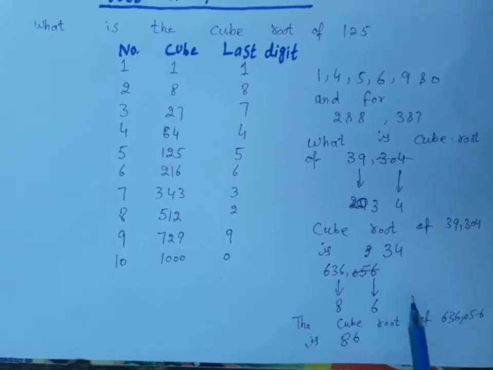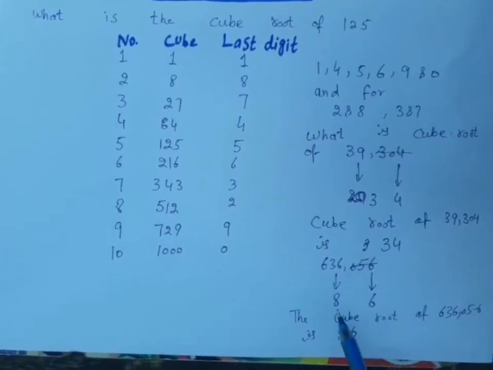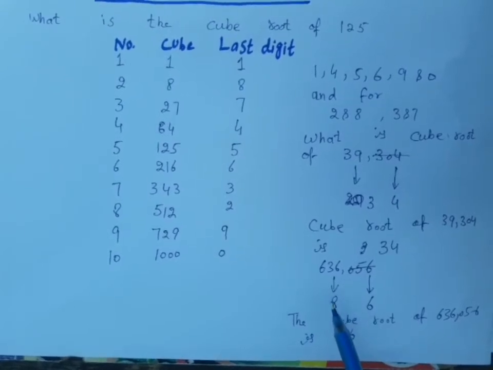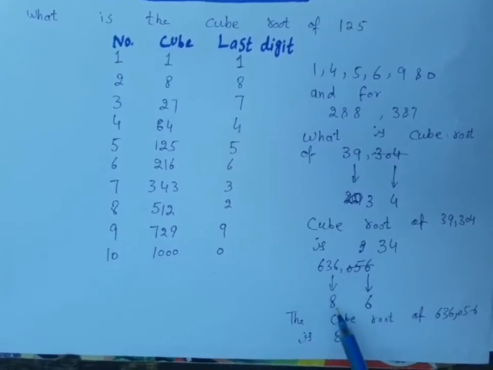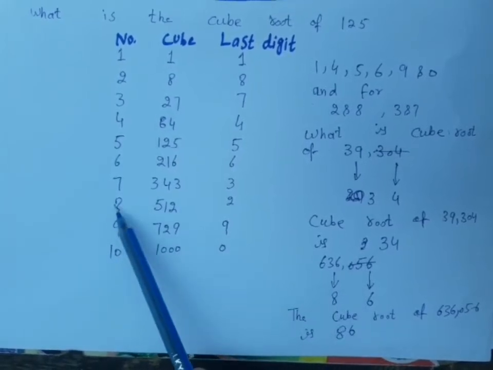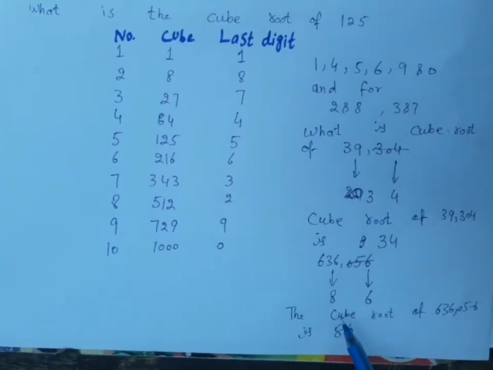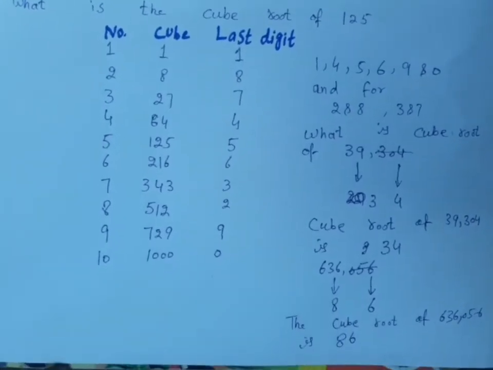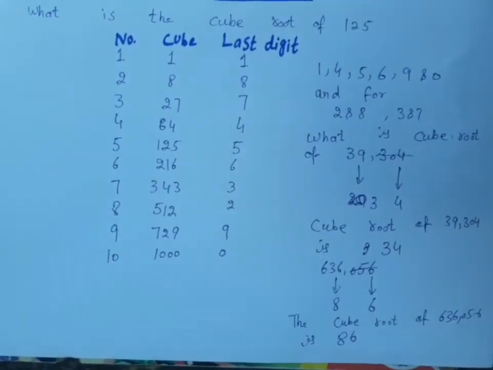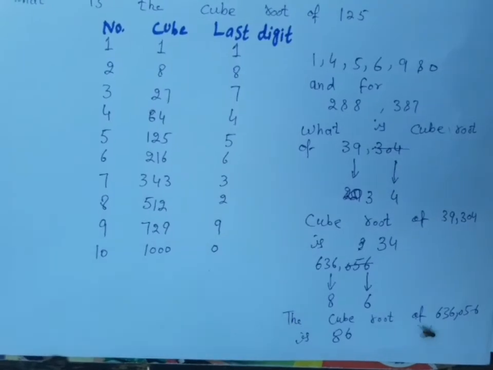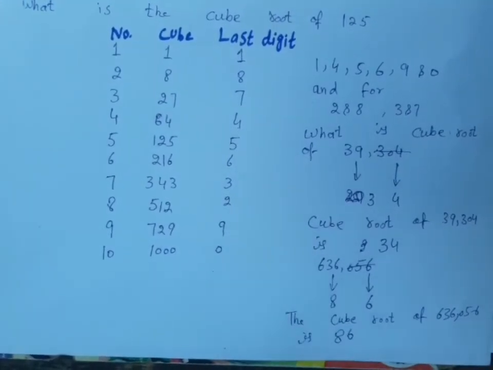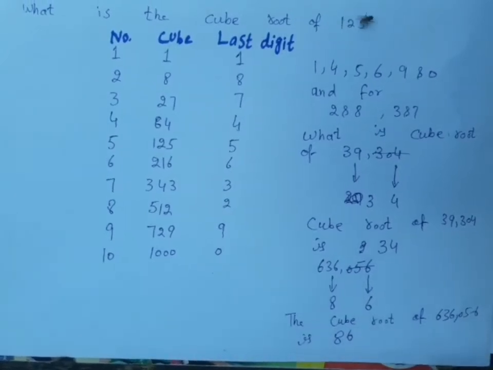So look at the last digit, which is 6. Now again ignore the last 3 digits, and now 636 is between 8 and 9 cubed, and the closest is 8. So we write down 8 here. So the answer is 86. The cube root of 636,056 is 86. So if you remember the table and the last digits, you can do it easily.